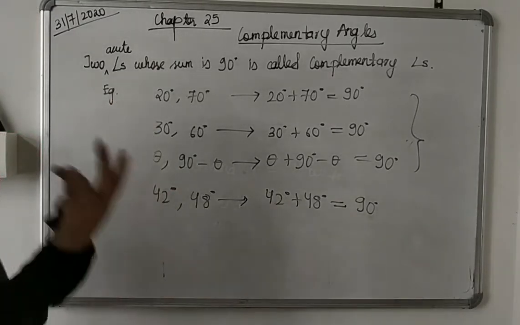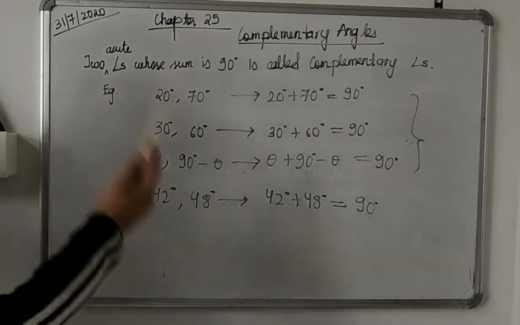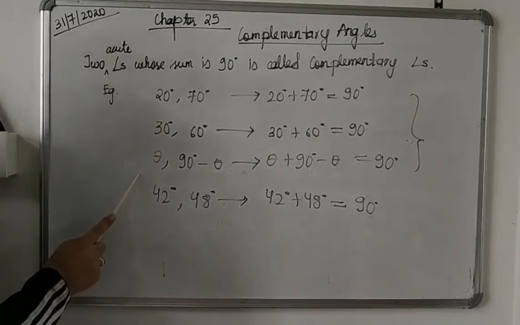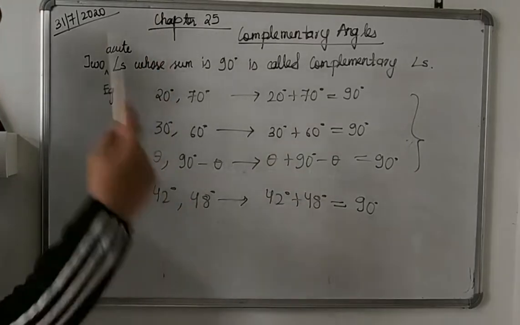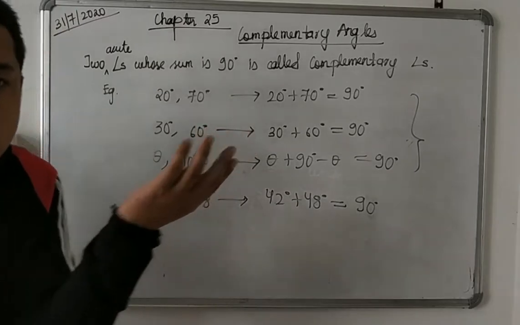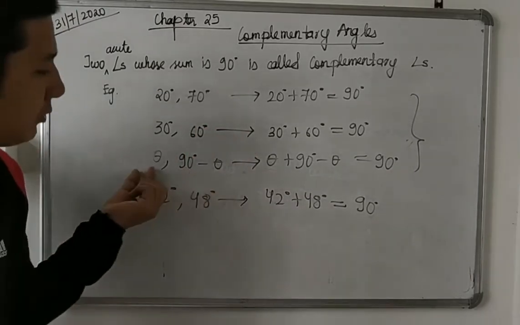Theta is also an angle, 90 is also an angle. So, for an example, theta is an angle. Theta is, by the way, an acute angle, okay? And 90 minus theta is also an acute angle. Because if theta is acute, then 90 minus theta is less than 90, okay? Then that is also acute.